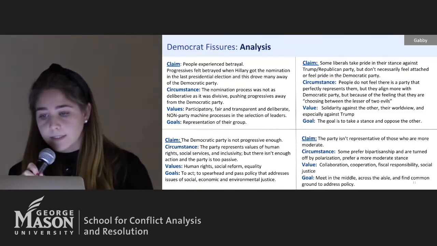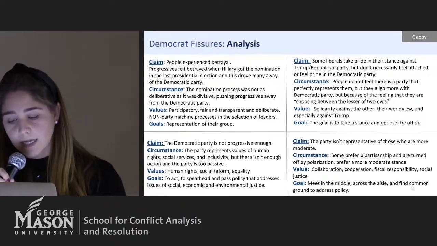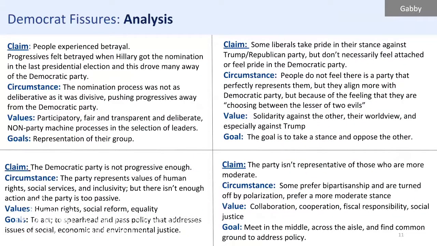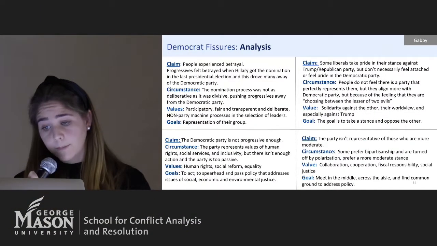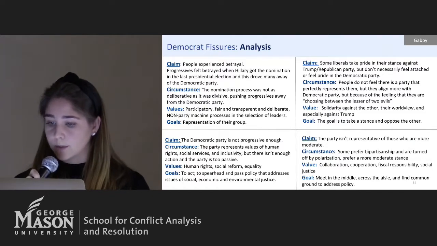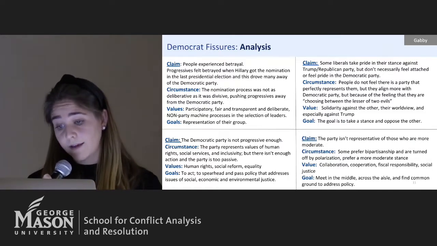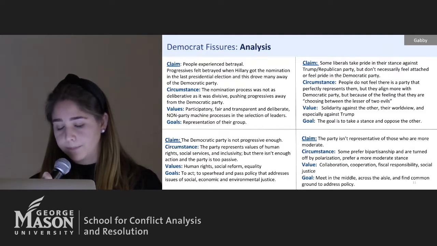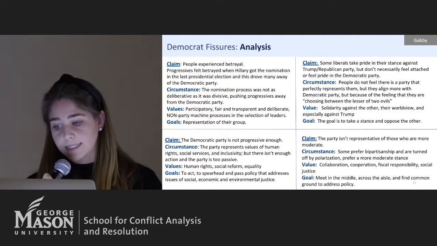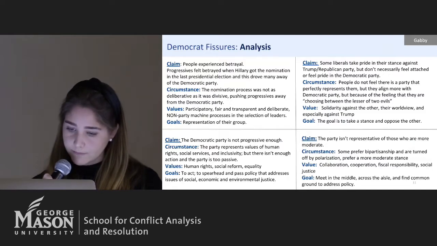A third claim is that some liberals take pride in their stance against Trump and the Republican Party, but don't necessarily feel attached or pride in the Democratic Party. People do not feel there is a party that perfectly represents them. They align more with the Democratic Party because of the feeling they are choosing between the lesser of two evils. The value here is solidarity against the other, their worldview, and especially against Trump. The goal is to take a stance and oppose the other.